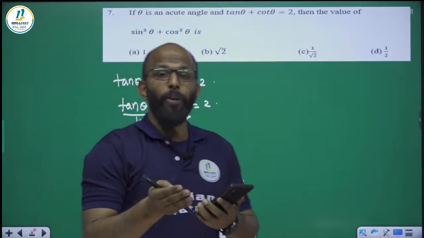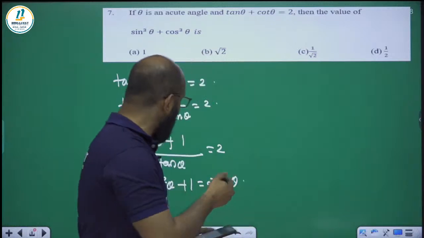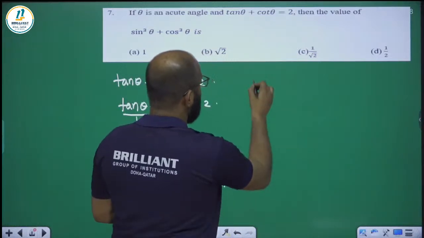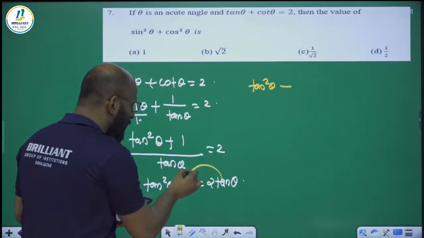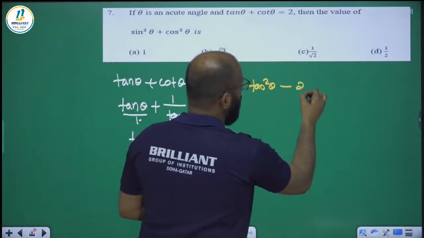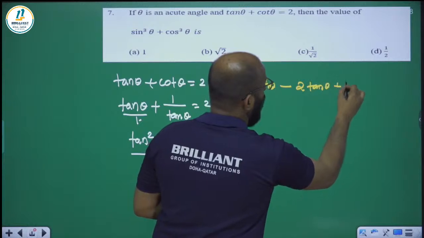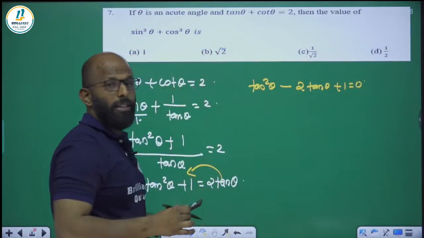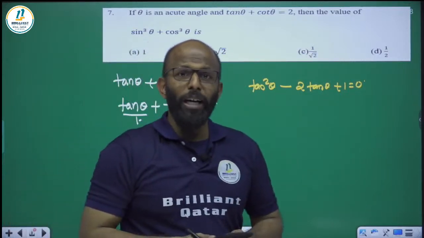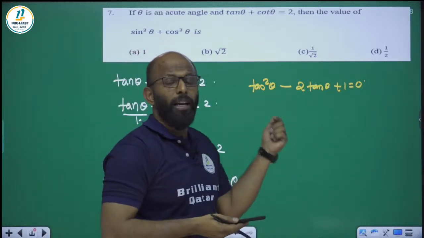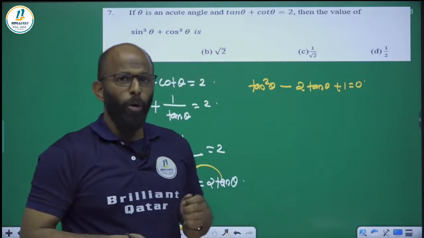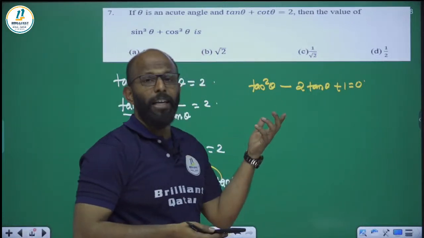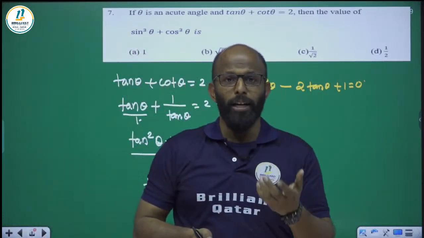What is the next step? We can shift this 2 tan theta to the left side. We'll get tan square theta minus 2 tan theta plus 1 is equal to 0. When you look at this expression, you can see that it's a quadratic equation in terms of tan theta. So how can we solve this one? We can factorize, or you can use the quadratic formula method.